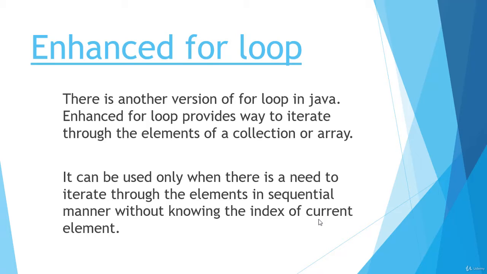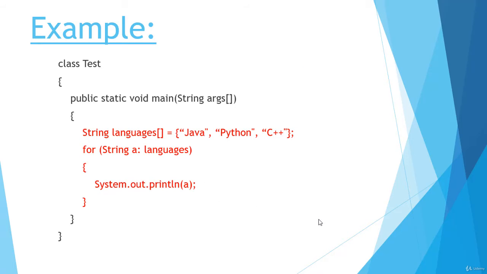It can be used only when there is a need to iterate through the elements in a sequential manner without knowing the index of the current element. I know this is a little different from this topic, but you have to learn the enhanced for loop as it is a type of loop. Now look at the example.